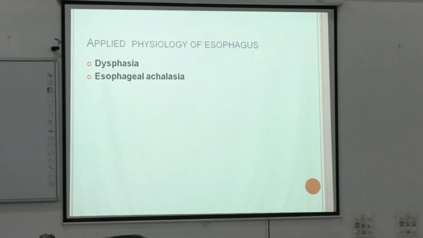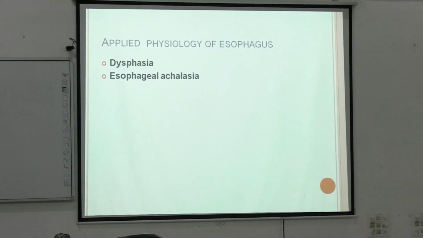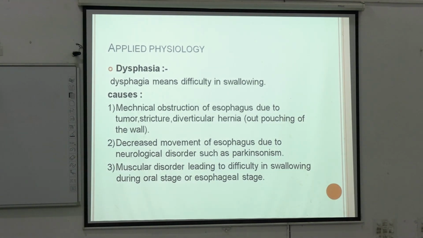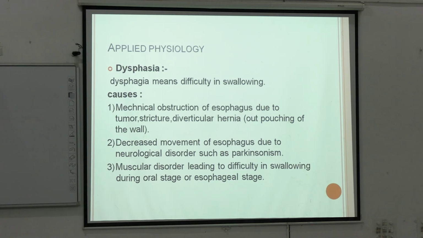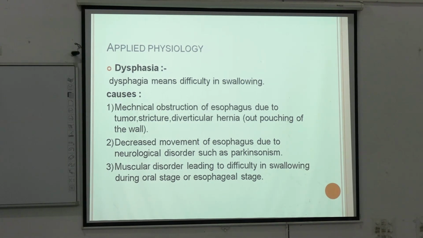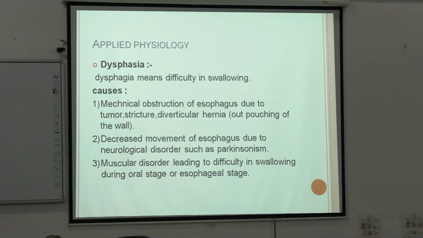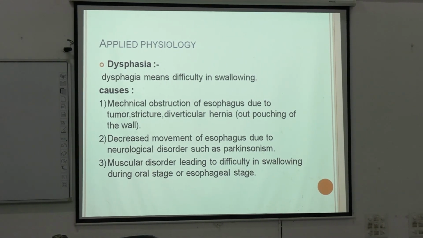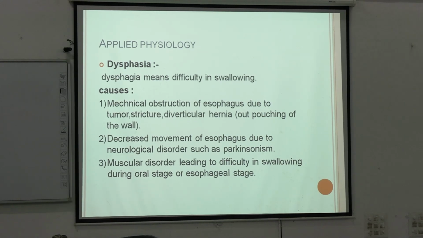Next. Now, applied physiology of the esophagus: dysphagia and esophageal achalasia. Next. Applied physiology is dysphagia. Dysphagia means difficulty in swallowing. Causes: mechanical obstruction of the esophagus due to tumor, stricture, diverticular hernia, outpouching of the wall. Now, decreased movement of the esophagus due to neurological disorders such as Parkinsonism, or muscular disorders, leading to difficulty in swallowing at the oral stage or esophageal stage.